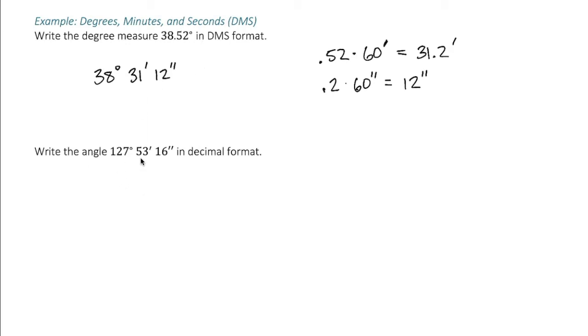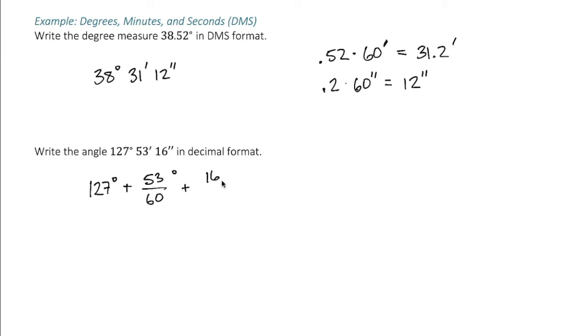And we can go the other direction. Here we have this example, right? The angle 127 degrees, 53 minutes, and 16 seconds in decimal format. And this actually is quite a bit easier, I think. We have the 127 degrees. And then this 53 minutes, that's 53 out of the 60 minutes. And so we'll just add those. That'll give us a little bit more of the degrees. And then plus the 16.